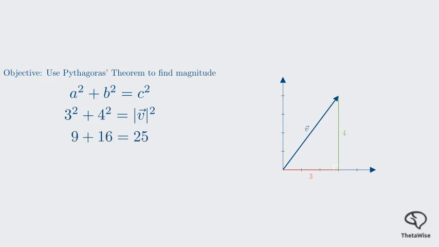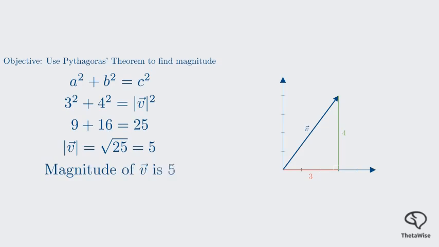3 squared is 9, and 4 squared is 16. Adding them together gives us 25. To find the length, we take the square root of 25. So, the magnitude of vector v is exactly 5 units. This simple relationship works for every two-dimensional vector.